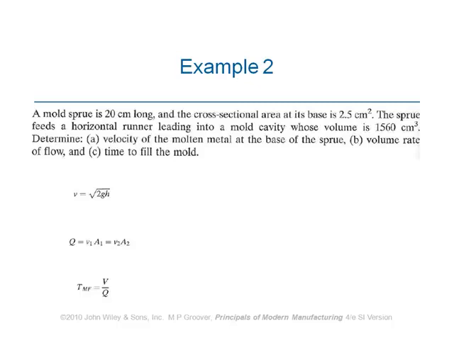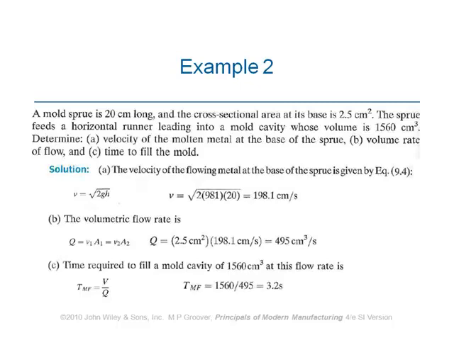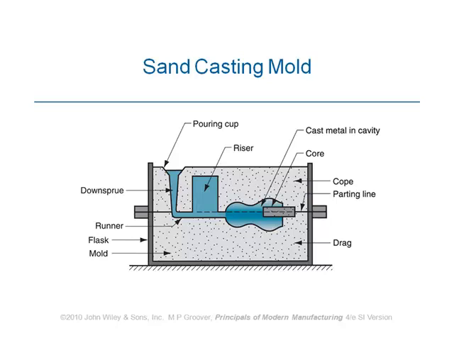What's V? Are we done with the first part of the problem? Speed? Let's see. 198.1 centimeters per second is the speed of the sprue. Let me show you in this figure here. We are talking about this speed, which is the sprue. The speed up here and at the bottom here will be different, and what we are after is to compute the speed down here at the base of the sprue.